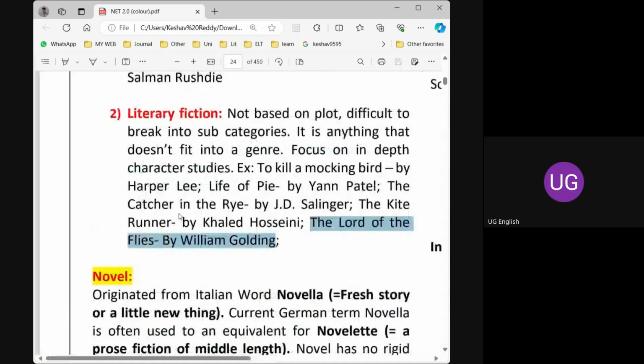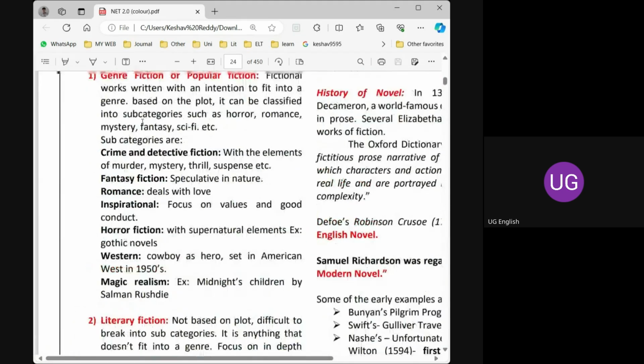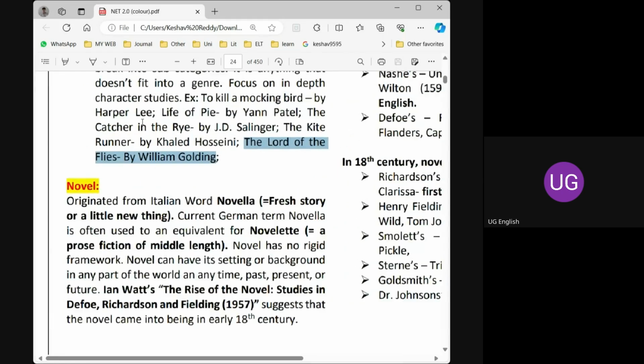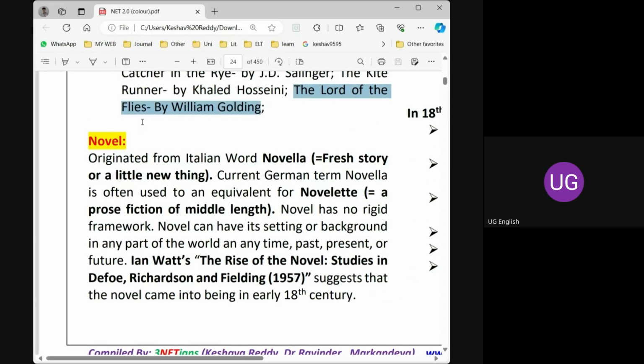So these simple examples I have given you are of crime fiction, genre fiction, and literary fiction. Just the term is enough, nothing more to do. And now we are going to the discussion of the novel. Yeah, as I said, novella is an Italian term which means a new thing.